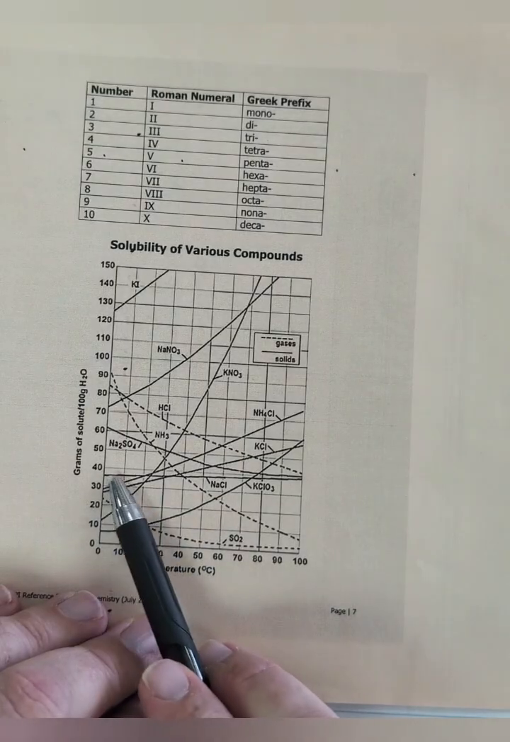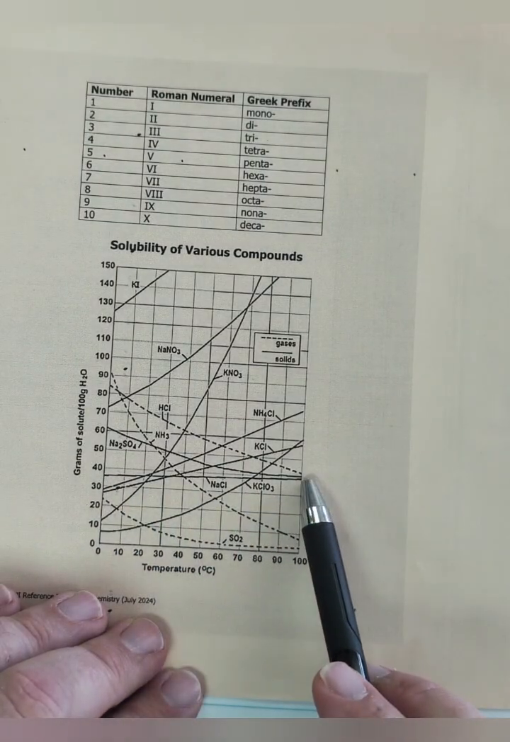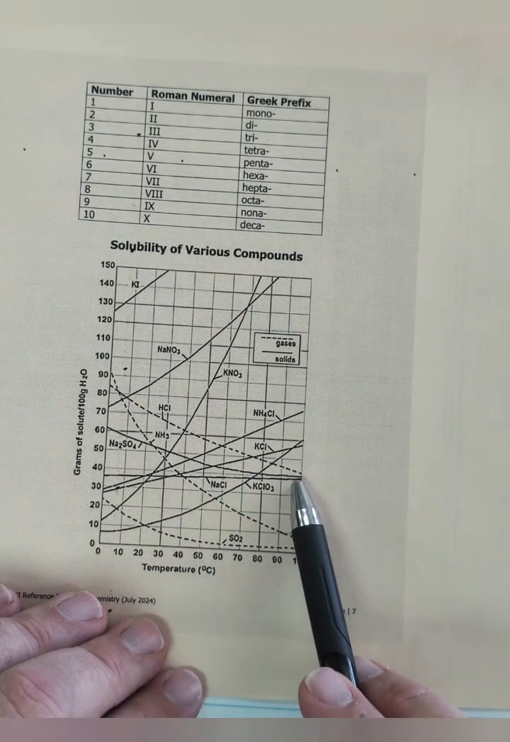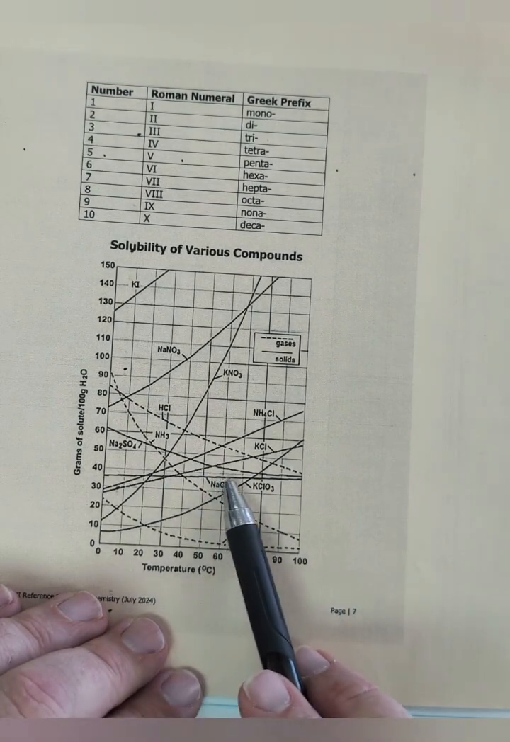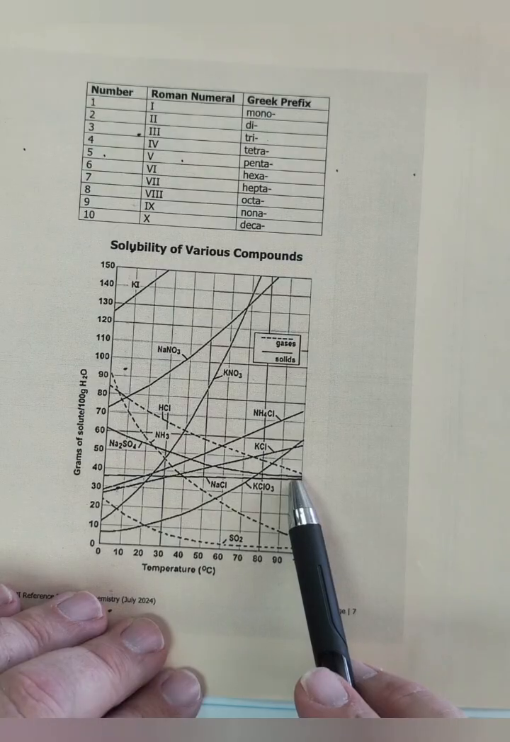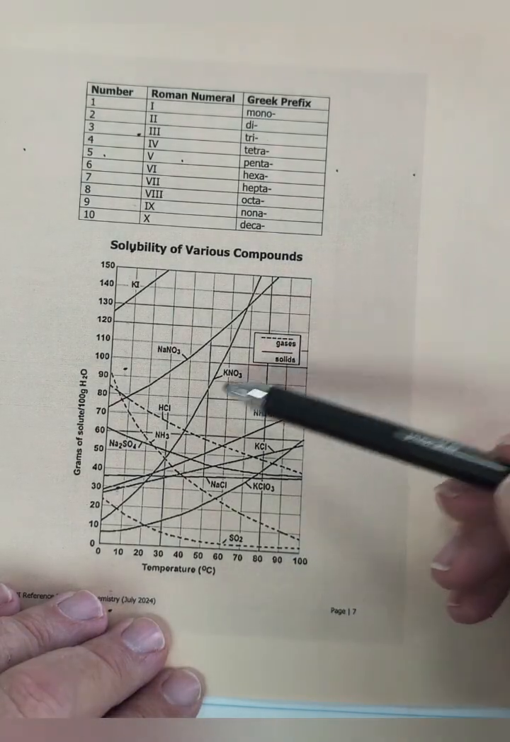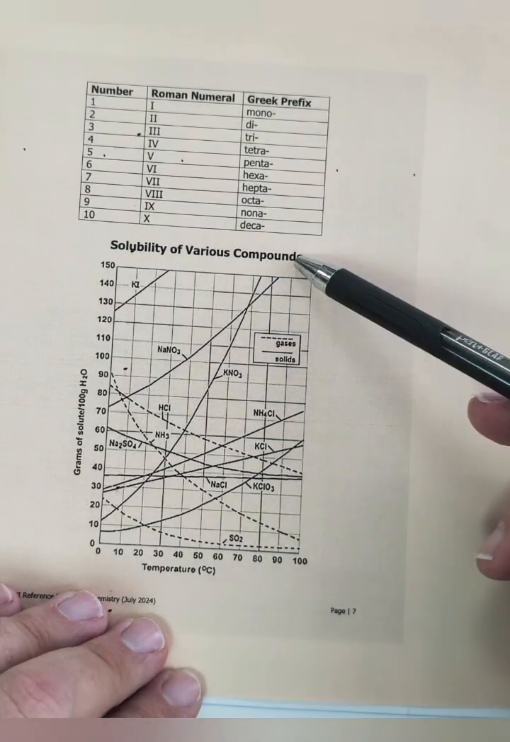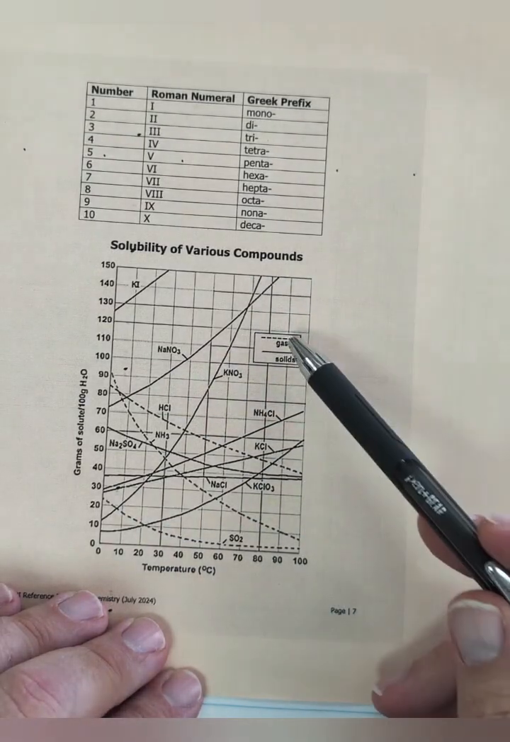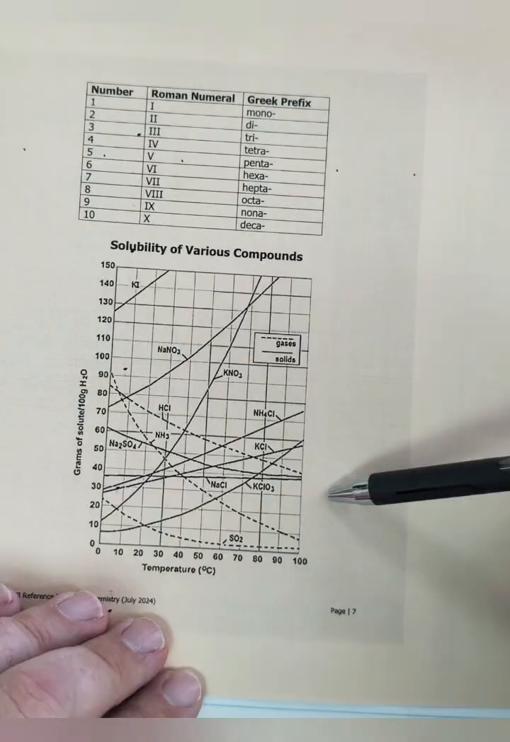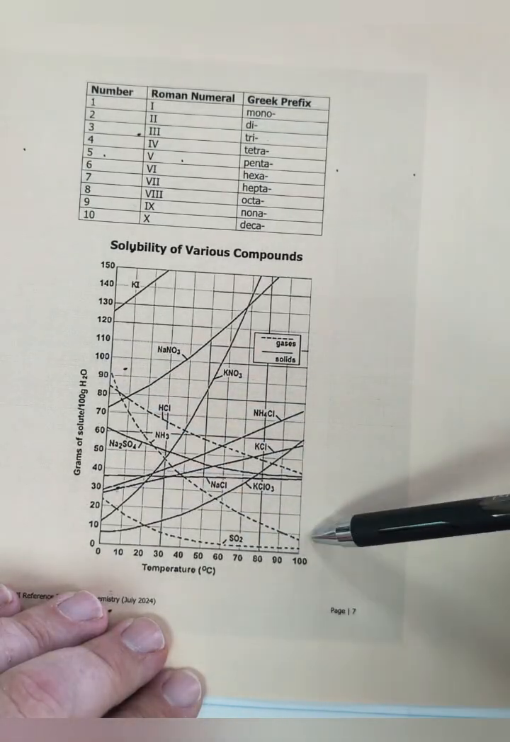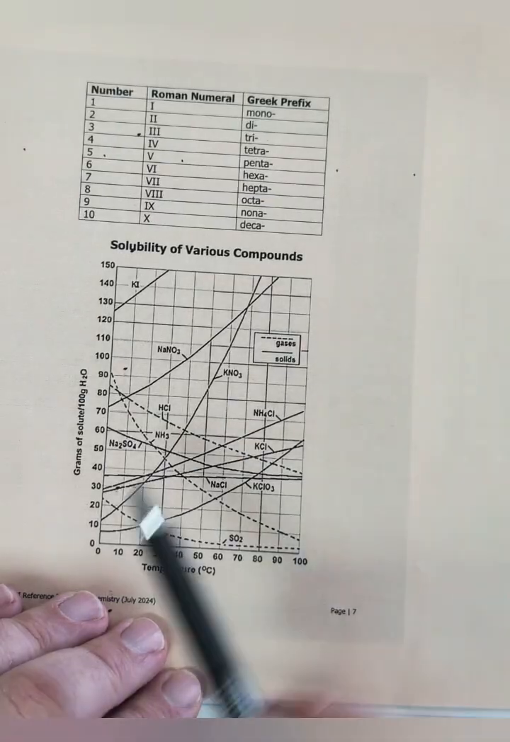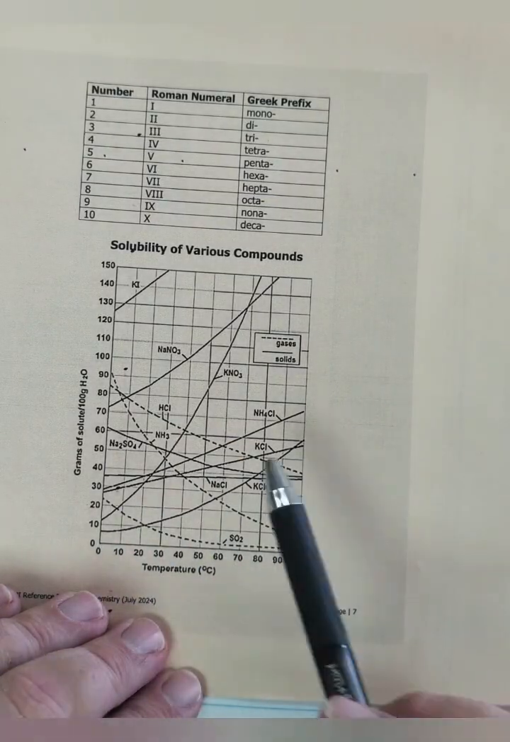You'll notice some things like NaCl is almost a flat line, not completely. Its solubility does increase with temperature, but it is fairly flat compared to most of the others. You'll also notice that the solid lines are, well, solids, and they go up with temperature, even in NaCl. The dotted lines are gases, and you'll notice that all of them go down with temperature. So gases are more soluble at lower temperatures than high temperatures.